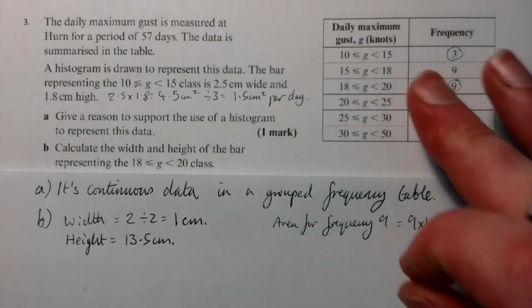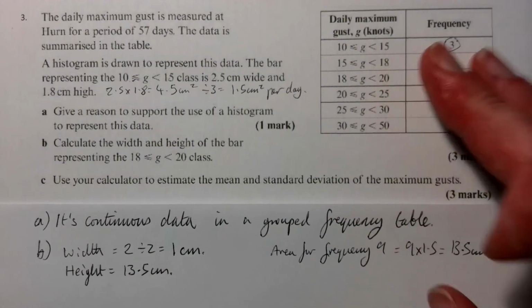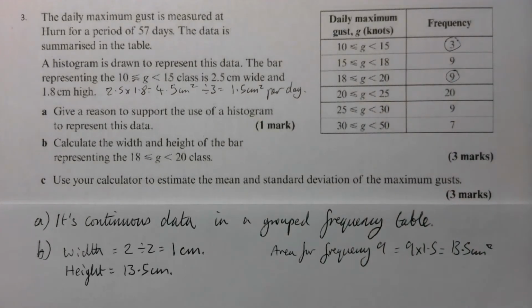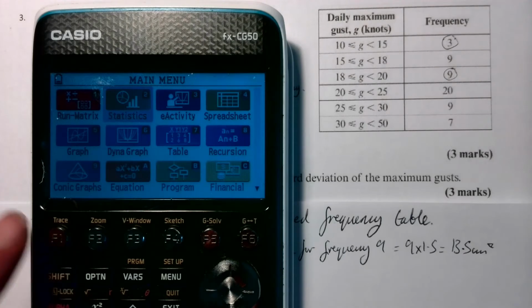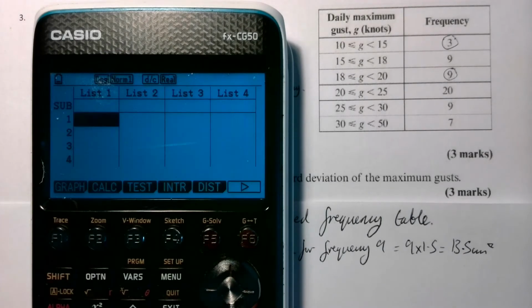Right, move on to the next bit. Use your calculator to estimate the mean and standard deviation of the maximum gusts. Right, we've got some stuff to think about with our calculator now. So first things first, we're going to have to get it into statistics mode again.